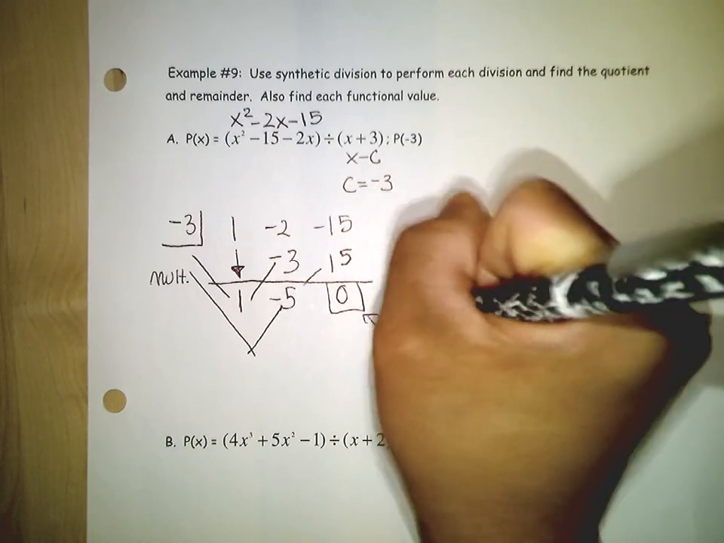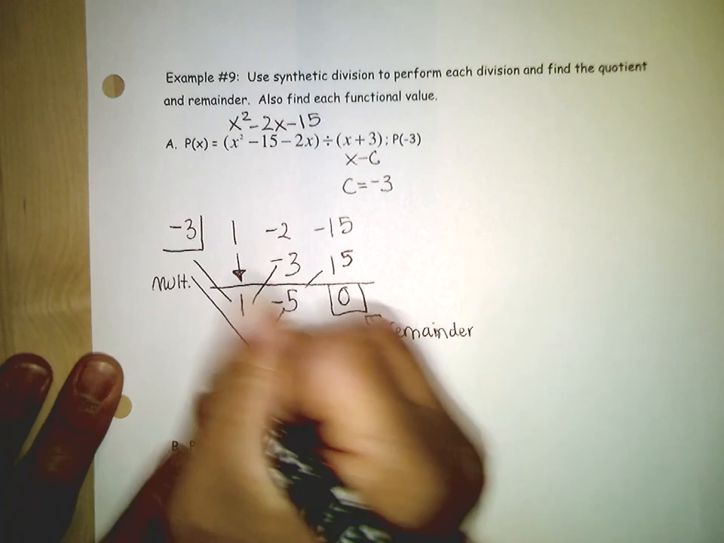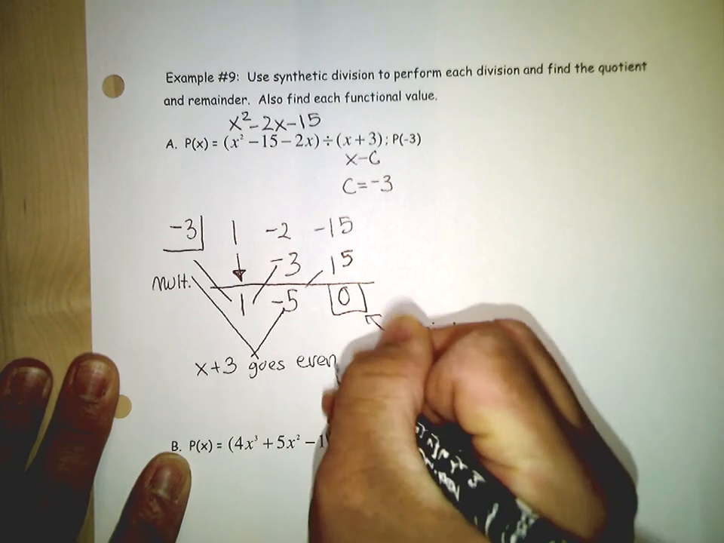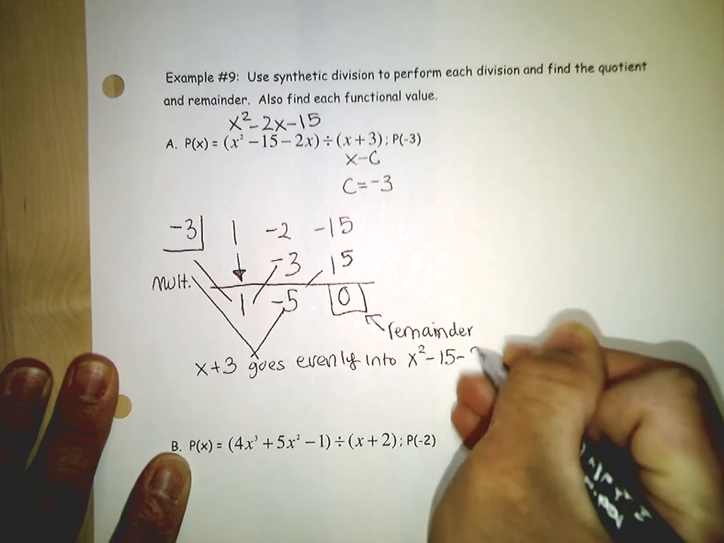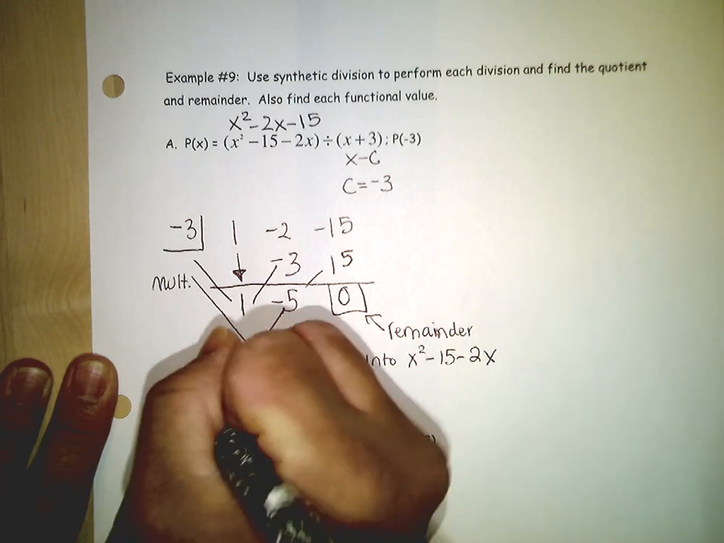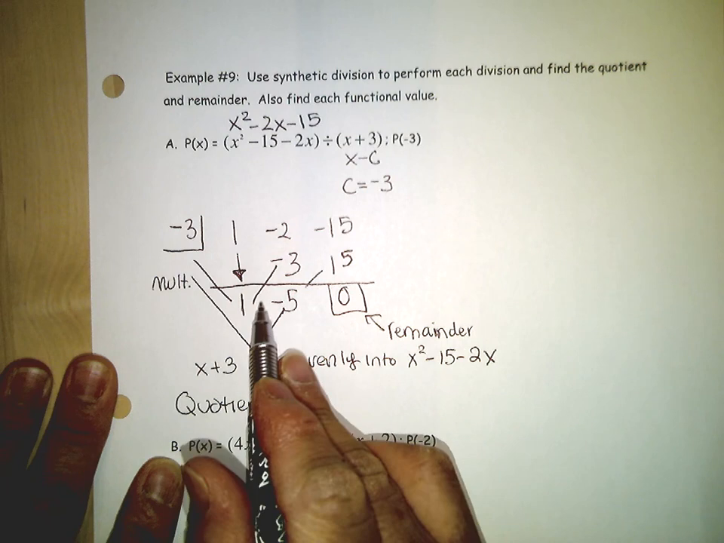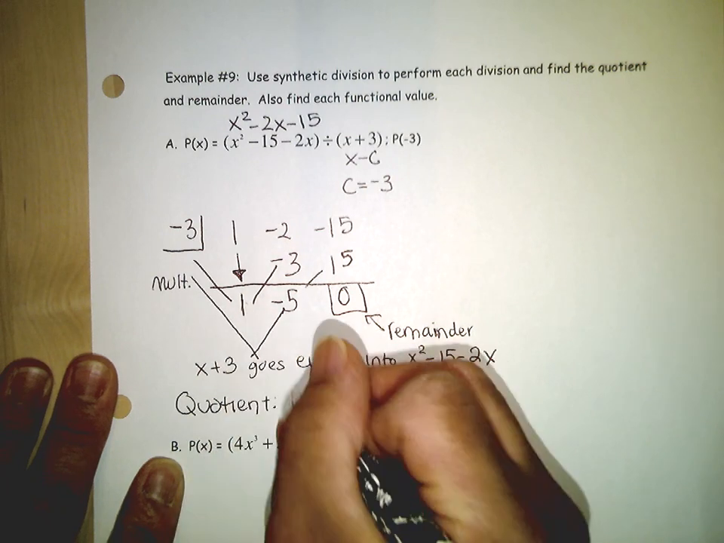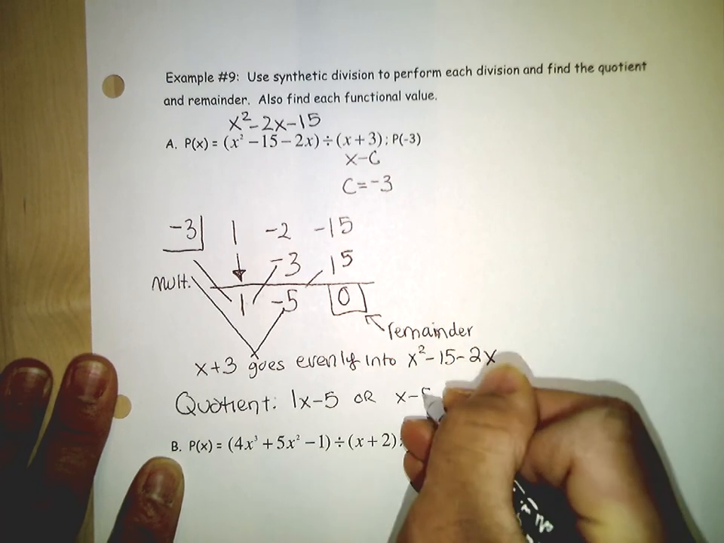So the remainder is 0. That means that x plus 3 goes evenly into x squared minus 2x minus 15. So the quotient then will just be, remember these are the coefficients of the quotient, so 1x minus 5, or just x minus 5.